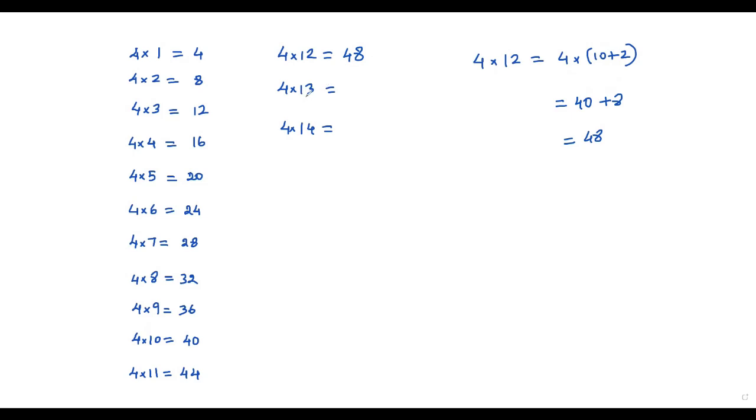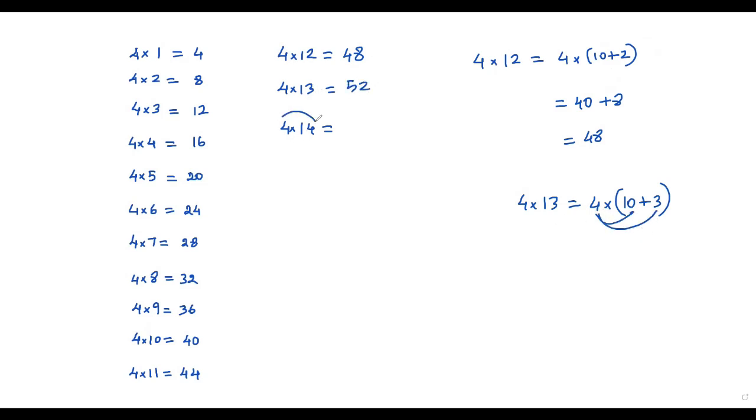The same way we can do 4 times 13, 4 times 14, 4 times 15, anything. Here I have shown the steps, but it has to be done in mental math. That is, we have to do all the calculation in our mind without writing anything on paper. Now let's think about 4 times 13. 13 can be written as 10 plus 3. Now we can distribute this 4 to the 10, 40, and 4 times 3 is 12. 40 plus 12 is 52.